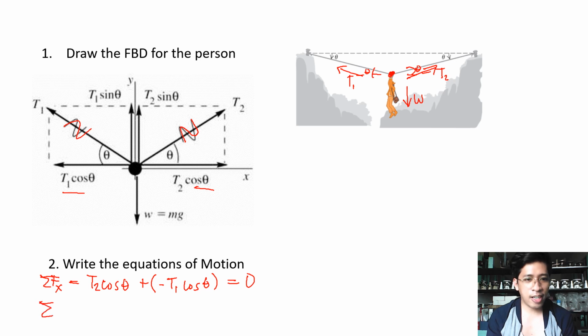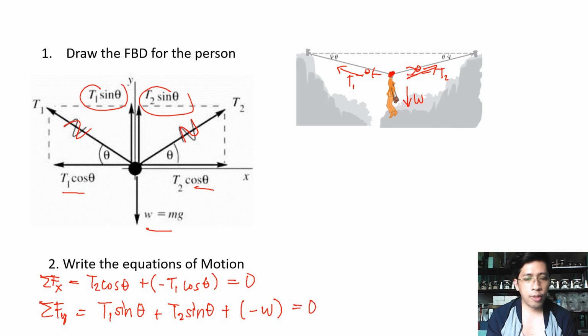Now let's write the equations of motion along the y. So we have this force here, and then this one here, and also this one here. So we have two positive tension forces. So you have T1 sine theta plus T2 sine theta, plus the negative weight, that is equal to 0. Did you get the right answers?